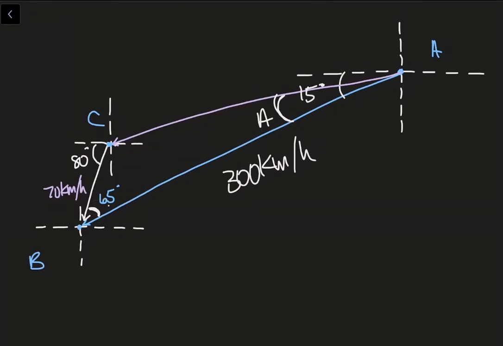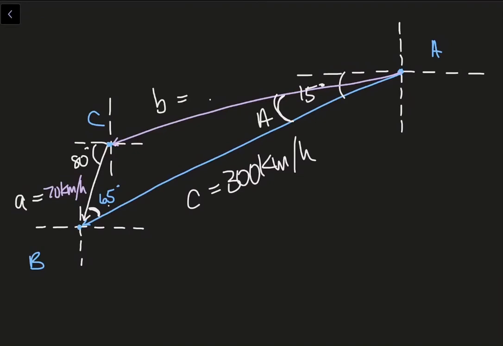Okay, so I'll label the sides as well. I'll call this one side C since it's opposite to angle C. And I'll call this one side A since it's opposite angle A. And our last one, which is what we're looking for, is side B. And we don't know that yet.